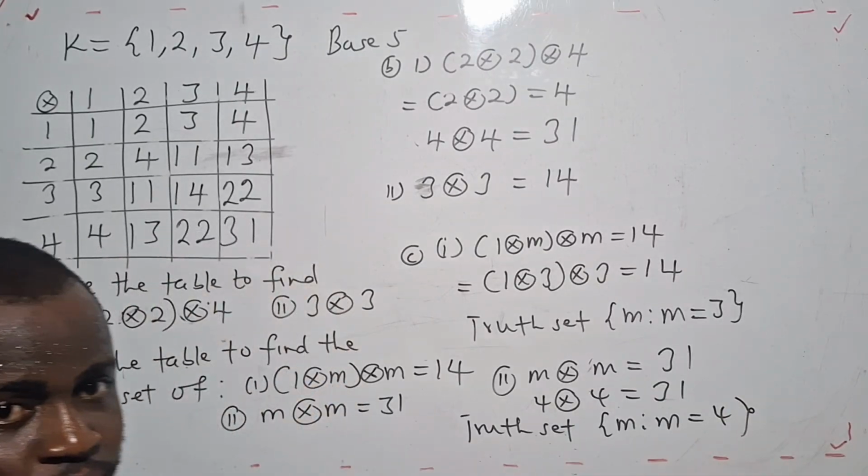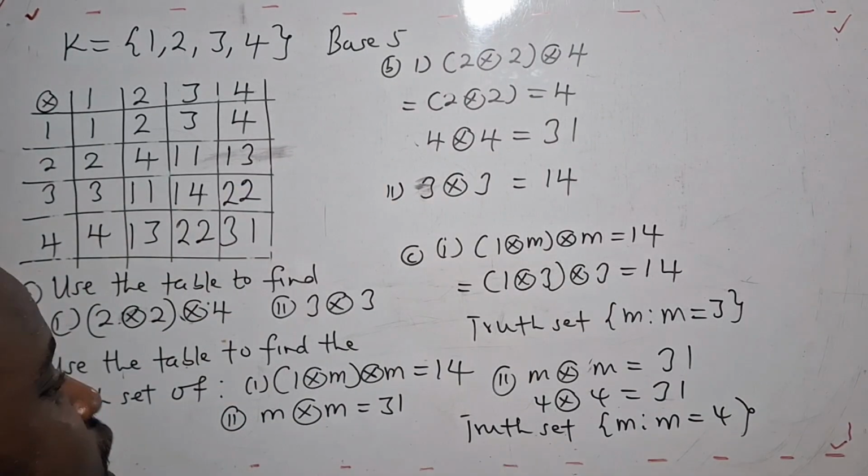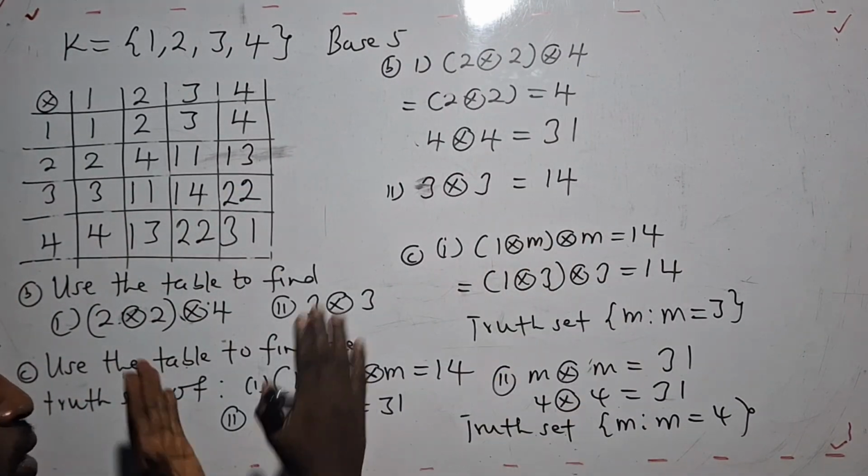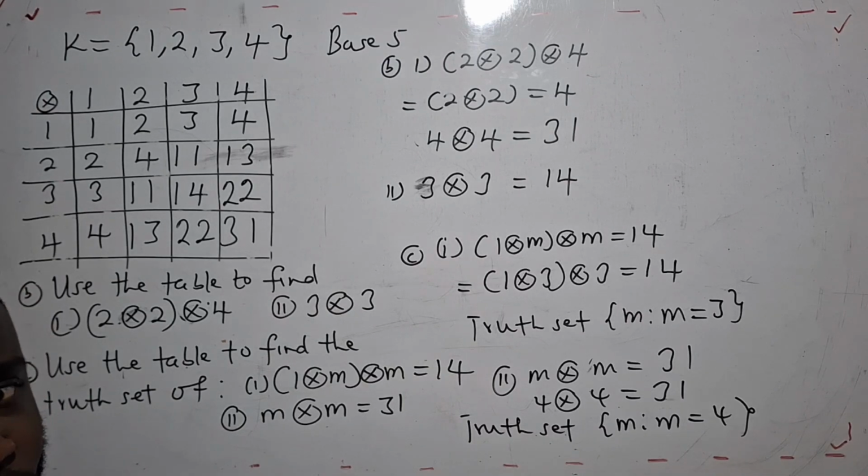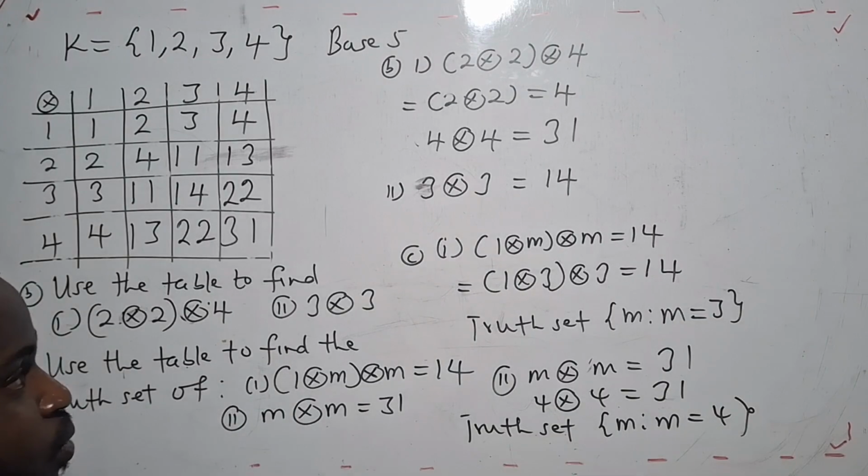So in all these tables, the difficult part is this one, and it has been simplified on this channel. You will not get it anywhere other than on the Busy Made It Easy channel. So this is how you simplify this. It's very, very easy if you understand the concept.